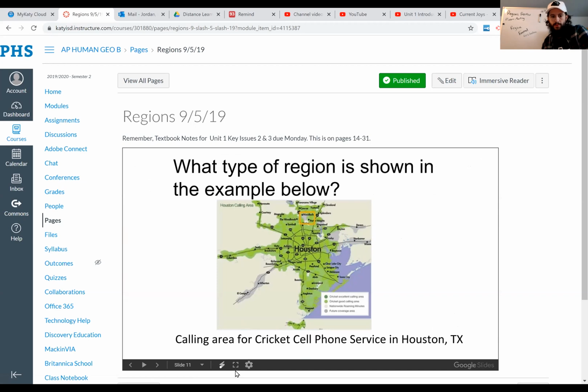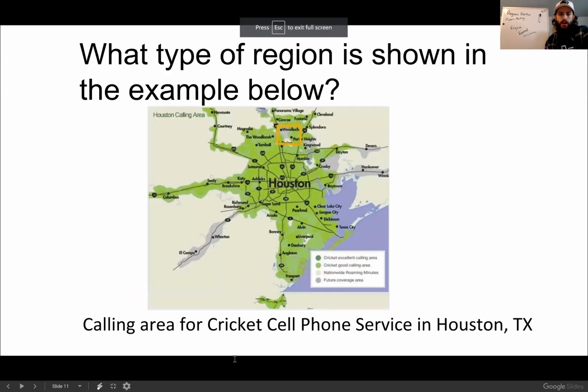All right, which type of region is shown in the example below? And I'll blow this up for y'all right now. This is the calling area for the Cricket cell phone service in Houston, Texas, okay? If it's the darker greens, it's really, really great reception. The lighter green, it's not good. And then once you're in that light tan, you're getting into nationwide roaming, and then the gray is where you're getting into future coverage area where they haven't put up cell towers yet.